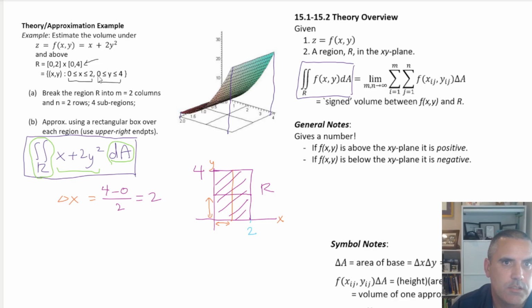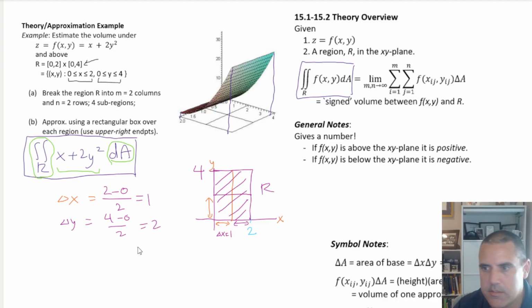So delta x, oops, I miswrote there. This was 2. This is 1. That's 1. And that's 1. And delta y is 4 minus 0 over 2. That's 2. And then just like you did in Math 125, you label the tick marks. But if you start to label the tick marks, what all of these points are, you realize for each row there are 3 x's. And there are 3 rows.